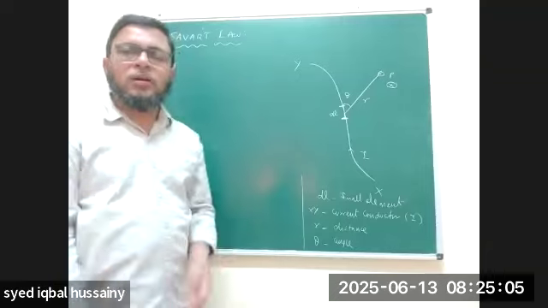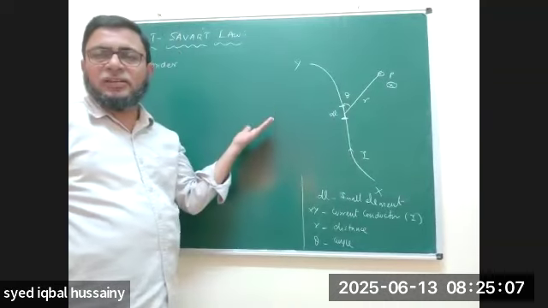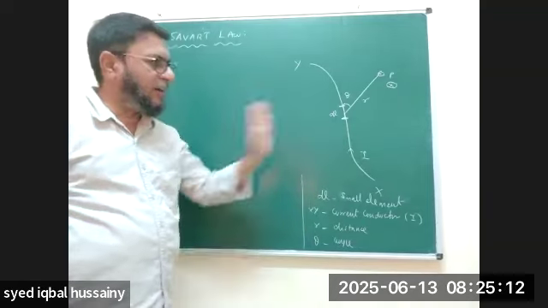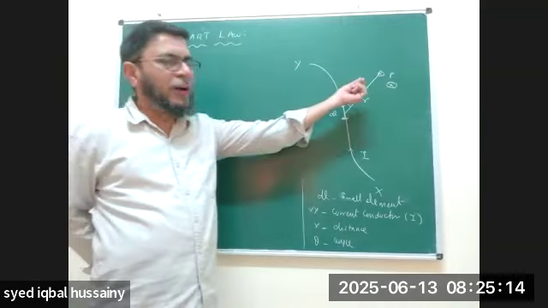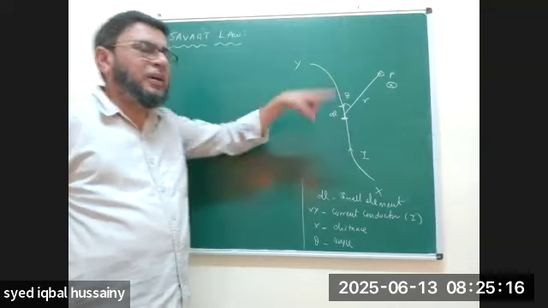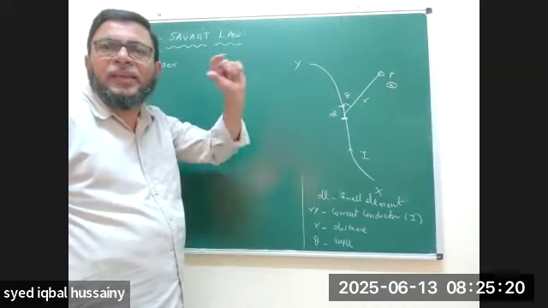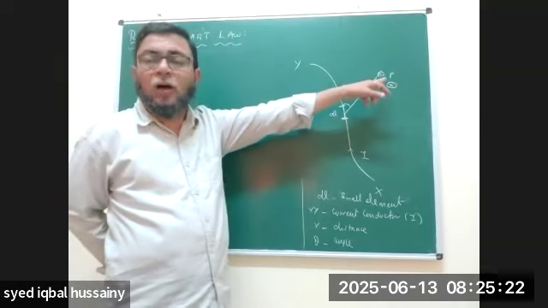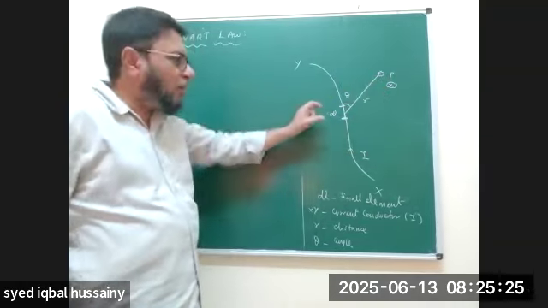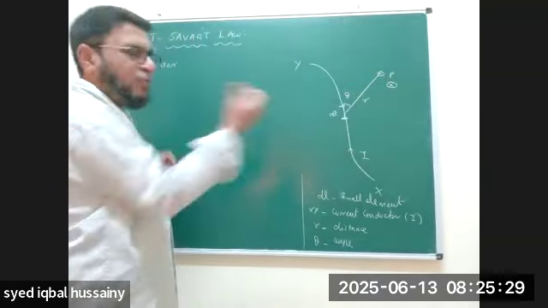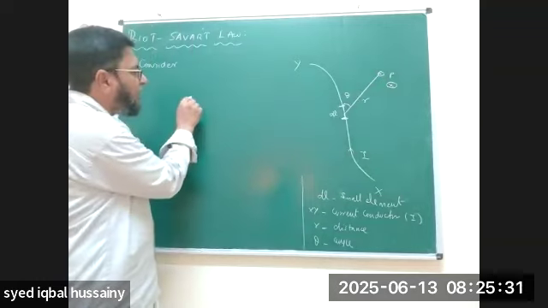Now, Biot-Savart law. What Biot-Savart law says is, if a current carrying conductor carries the current I, and we consider a point P, then because of the smallest element dl, a small amount of magnetic field is produced at the particular point P. That small amount of magnetic field I'm denoting by the letter dB.